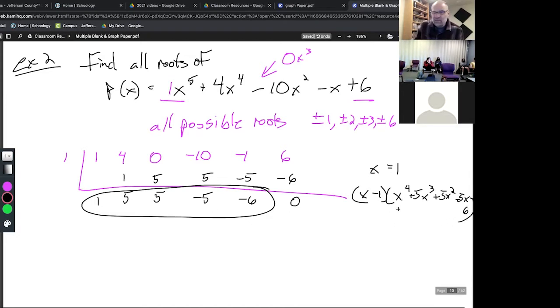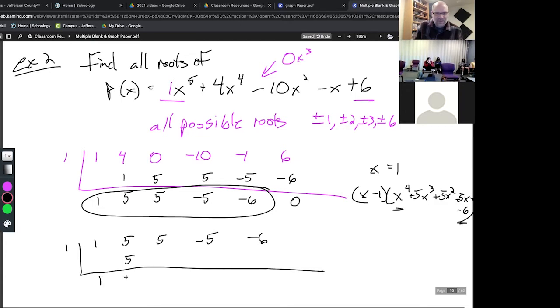But now we're looking at this and we want to find all the possible roots, and we do have a 6 here again, or this is a negative 6, but it's still all the same possible roots. So we're going to try 1 again. Let's try 1 into our new leftover polynomial. So 1, 5, 5, negative 5, negative 6. Okay, bring down, multiply, add, multiply, add, multiply, add.